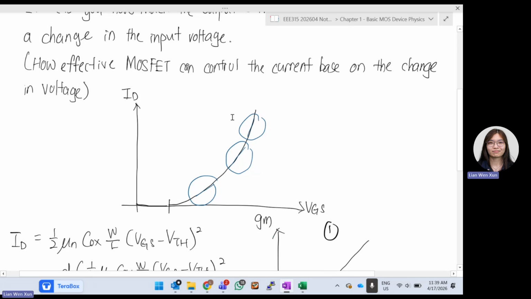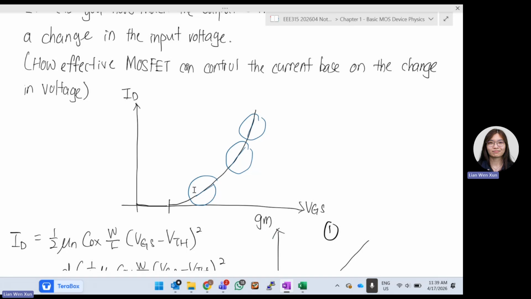We would say the top one is the better one, because we only need to change a little bit of our gate voltage. We can already change by a lot of current. We can already generate a lot of current. But over here, if we change this much of voltage, we cannot change so much of current. So this is the slope of the graph, the gradient of the graph.